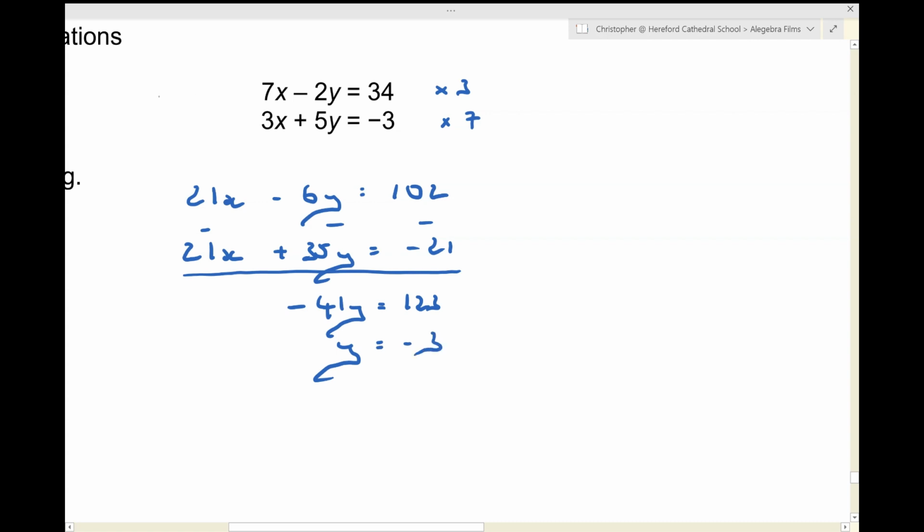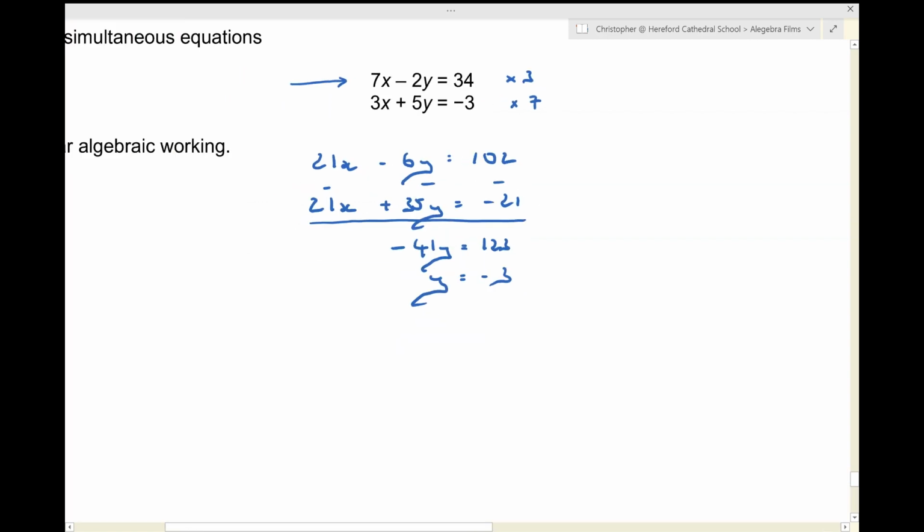Right, substitute that value of y into this first equation. 7x minus 2 times minus 3 equals 34. 7x plus 6 equals 34. Minus 6 from both sides, and 7x equals 28. So x equals 4. Let's see if we get the same.